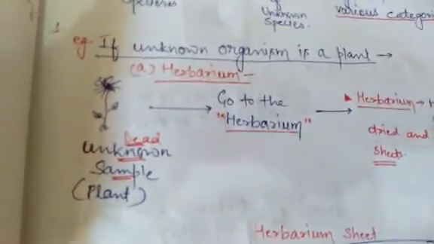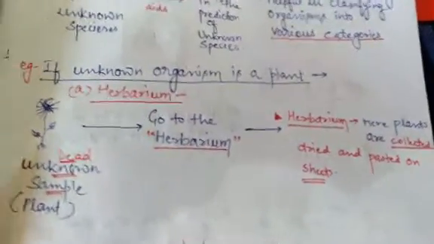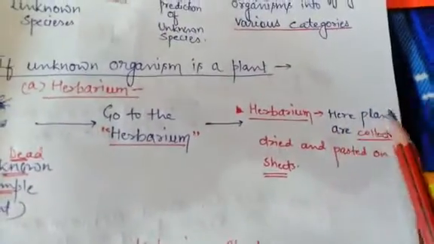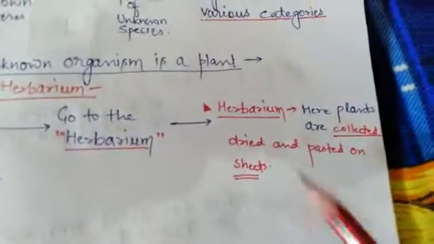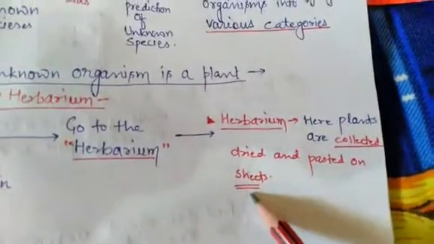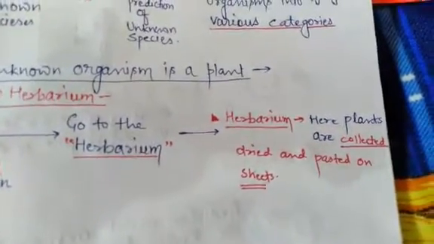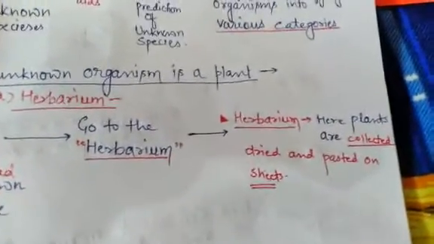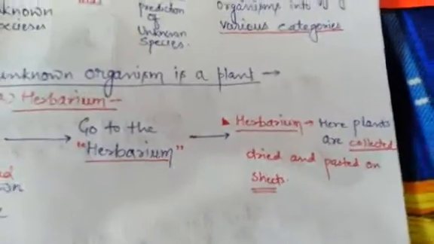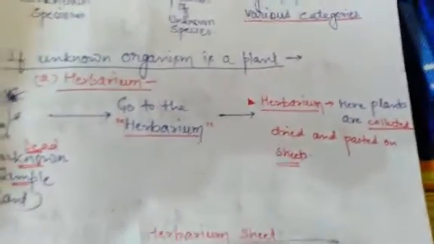One more question that comes as a short note in the examination is: write down something about the herbarium. So what is herbarium? It's a place where plants are collected, dried and pasted on sheets. Means all the plants are collected here. First they are dried and then pasted on sheets. Here a collection of various sheets is present. So which kind of sheets are there, how do they give information, and which kind of information is present in the herbarium sheet? Let's focus on this particular point.